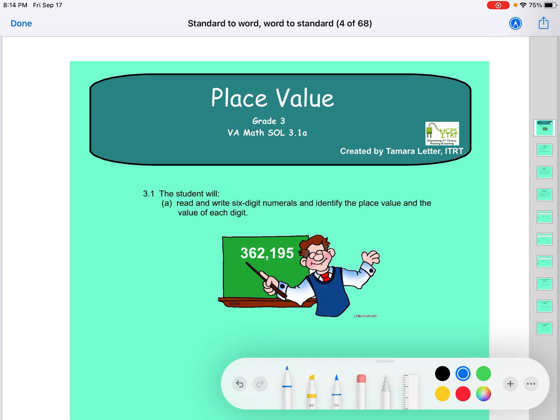Today we're going to change numbers from the standard form to word form and from words back to the standard form of numbers. We're also going to practice or review place value. So let's get started.